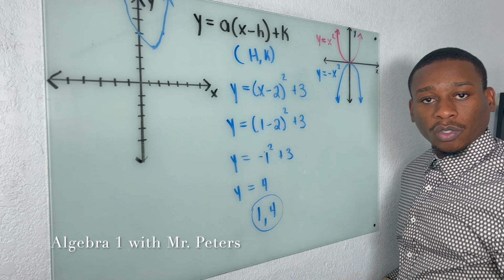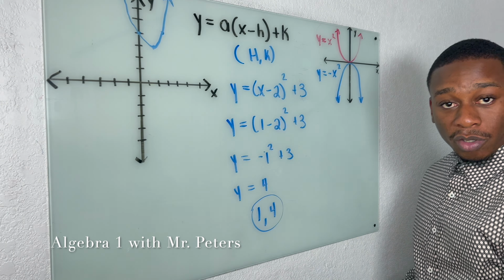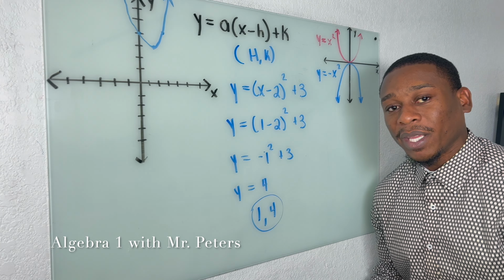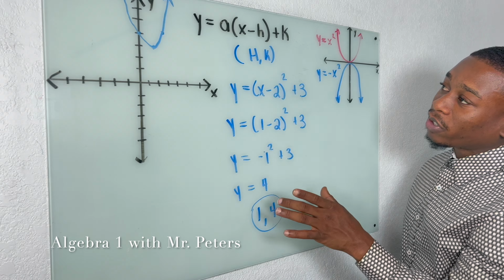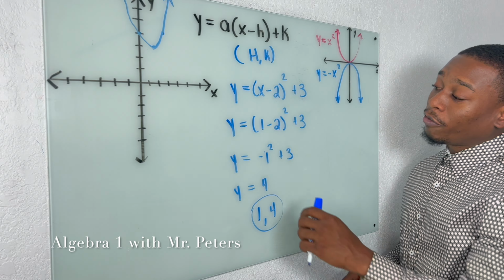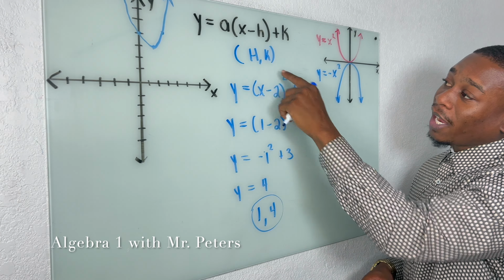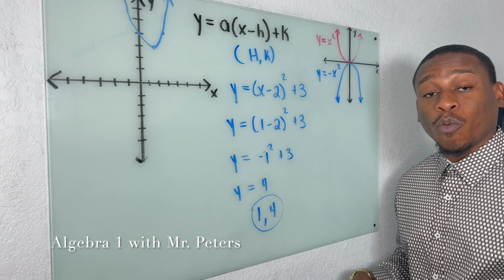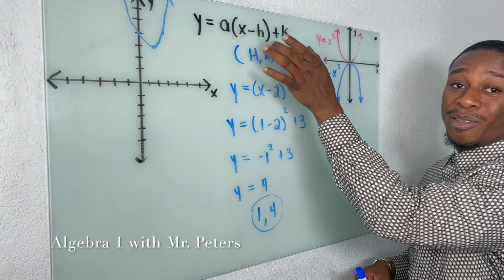If we wanted to, we could go to when x is 0 and x is 4, but we don't need that many points. So when working in vertex form, guys, just remember the vertex is always going to be (h, k), and h is always the opposite sign of whatever it is inside the parentheses.